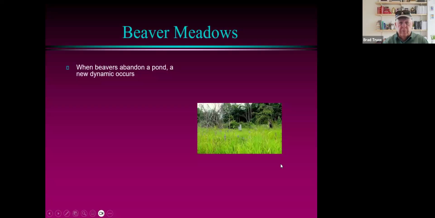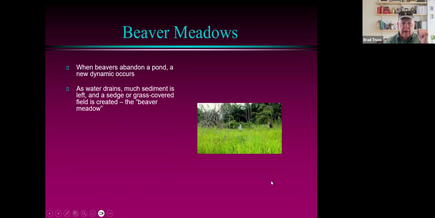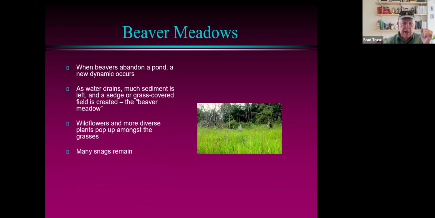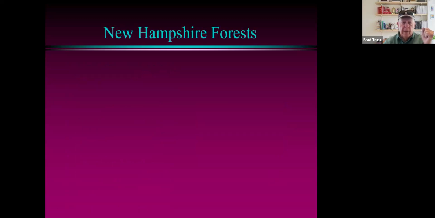When the beaver has abandoned a pond, a new dynamic occurs. As the water drains, much sediment is left, and a sedge or grass-covered field is created, and that's called the beaver meadow. Wildflowers will pop up, other diverse plants will pop up amongst the grasses, and many snags remain. And all these lead to habitat that's very desirable to a number of wildlife species.